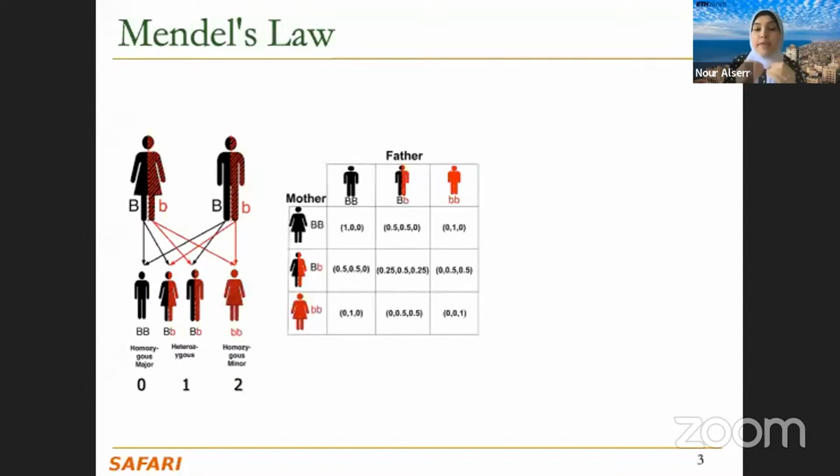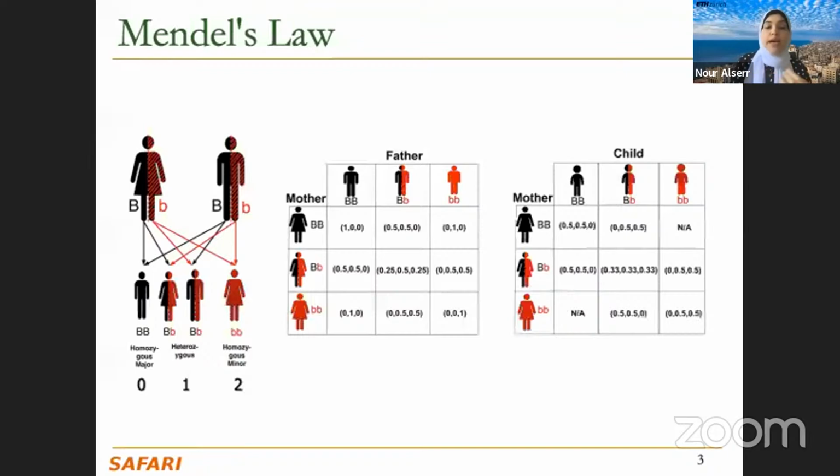So these are Mendel's laws. In Mendel's law, for example, imagine we have a father and a mother. Mendel's laws show the probability of having these values. Let's pick an example. If the father has the value 1, or heterozygous, and the mother has the value 0, which is homozygous major, then the probability of having 0 will be 50%, and the probability of having 1 will also be 50%.